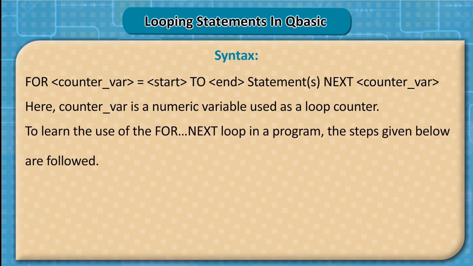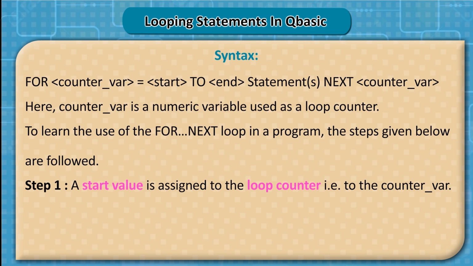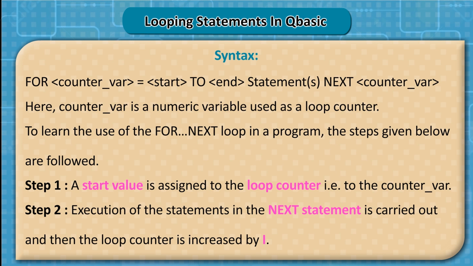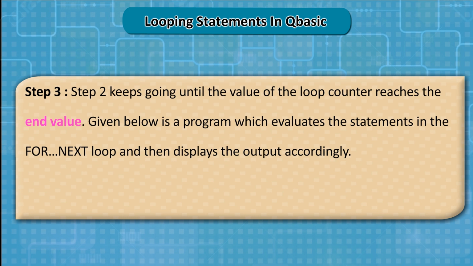To learn the use of the for, next loop in a program, the steps given below are followed. Step 1. A start value is assigned to the loop counter, i.e. to the countervar. Step 2. Execution of the statements in the loop is carried out and then the loop counter is increased by 1. Step 3. Step 2 keeps going until the value of the loop counter reaches the end value. Given below is a program which evaluates the statements in the for, next loop and then displays the output accordingly.